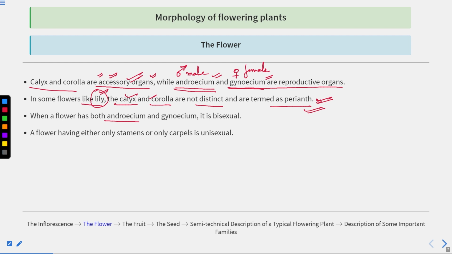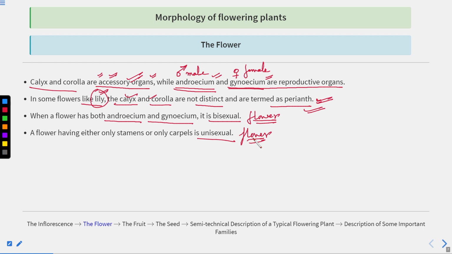When a flower has both androecium and gynoecium, it is called a bisexual flower. It means the androecium, the male reproductive organ, and the female reproductive organ are both present together. Now there are some flowers in which only stamen or carpel is present. In one flower, only stamen is present, and in another, only carpel is present. That type of flower is called a unisexual flower. It means there are separate male and female flowers. The male flower will have only stamens and the female flower only carpels. Though calyx and corolla are there, they are the accessory parts.